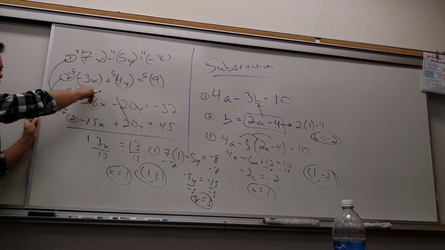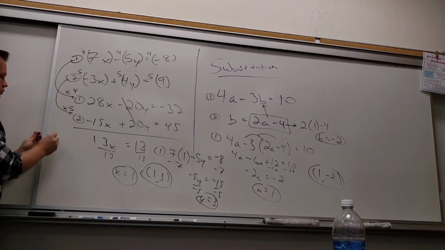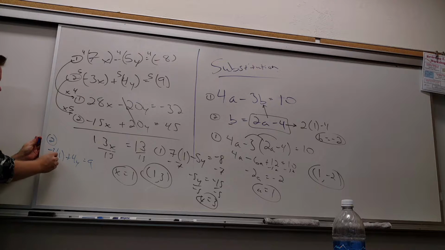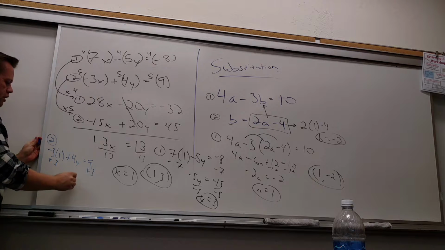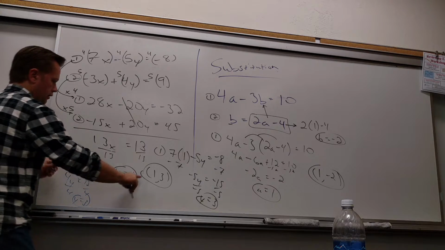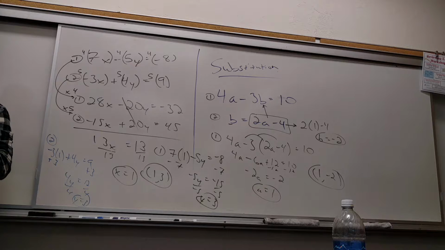If I plug it into the other one, let's see, instead of plugging into 1, let's plug it into 2. That would be negative 3 times 1 plus 4y equals 9. Add 3, 4y equals 12. Divide by 4, I get y is 3 again, right? It doesn't matter because it's supposed to be the point where both lines agree.